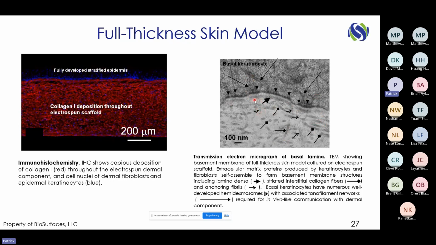This is typically made from collagen 7, but we see these little striated anchoring fibrils that loop around the lamina densa and loop around these striated collagen fibers. And this is the actual mechanism of keeping the skin attached to the dermis. So that's pretty cool. We have that as well.